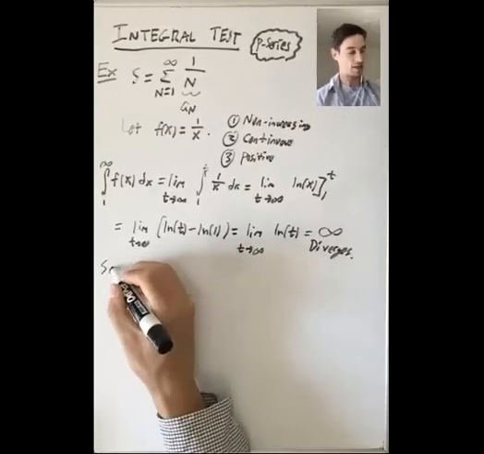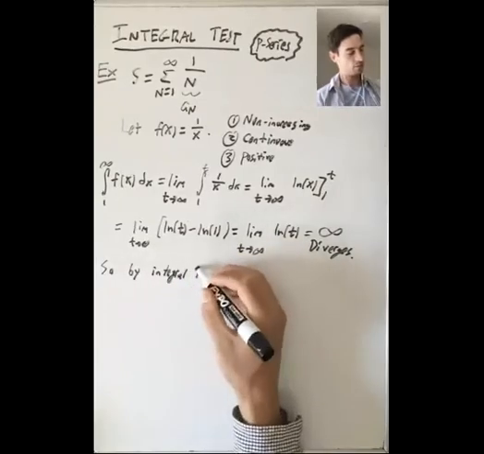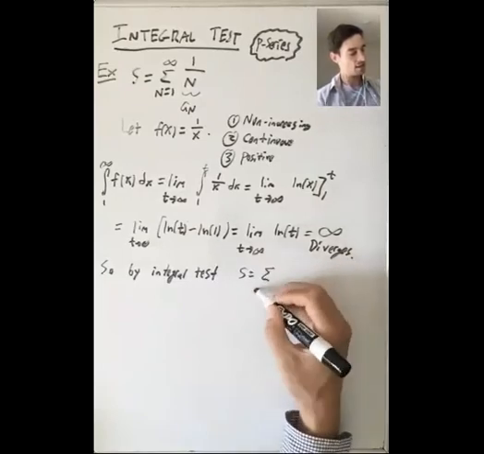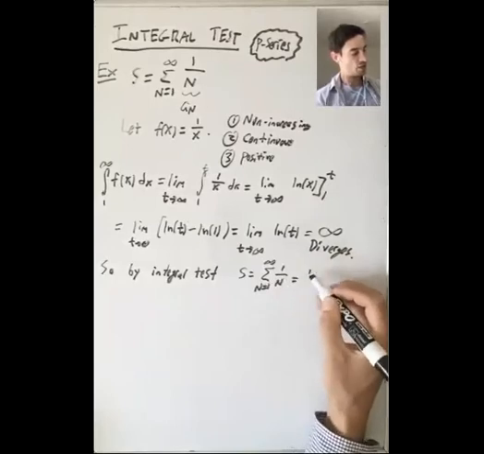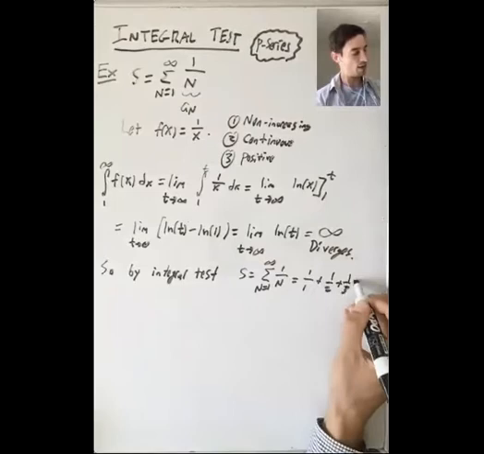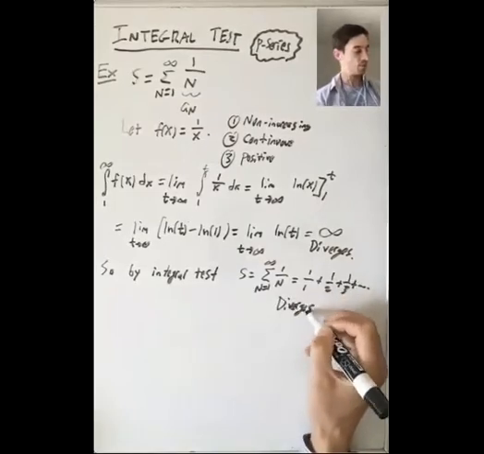So by the integral test, this series S, the sum from n equals 1 to infinity of 1 over n, which is like 1 over 1 plus 1 over 2 plus 1 over 3, this diverges. It goes off to infinity.